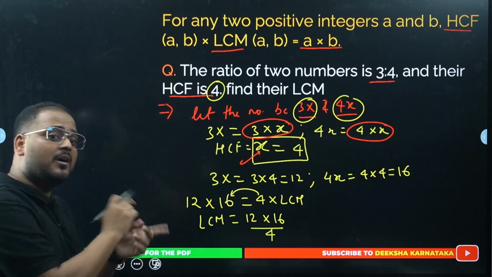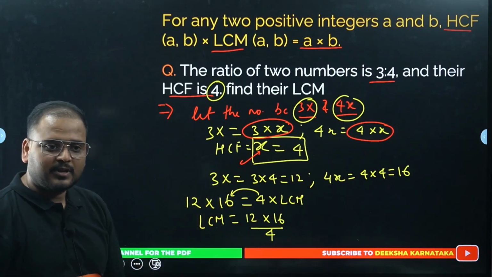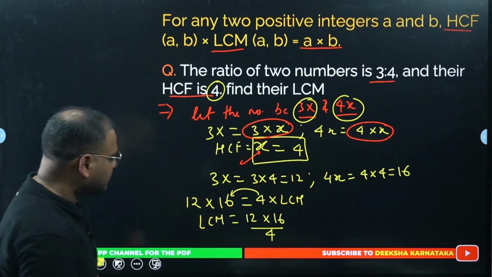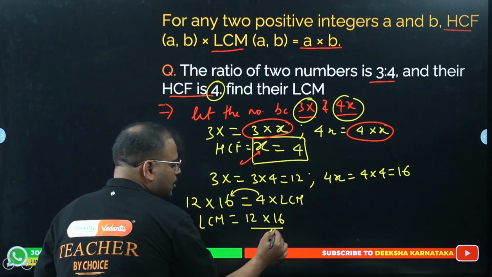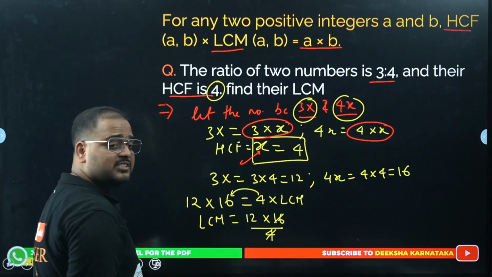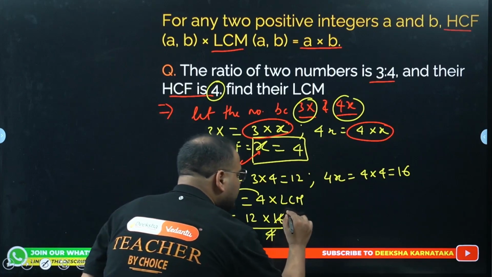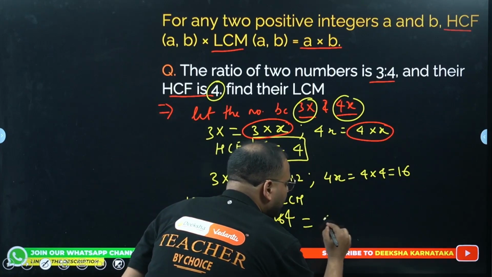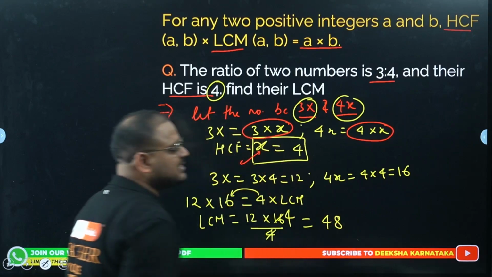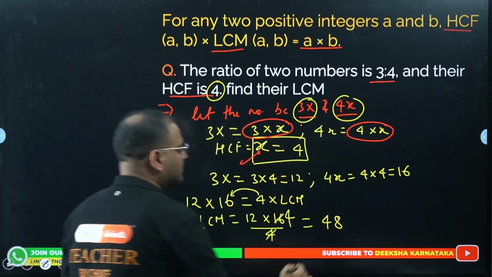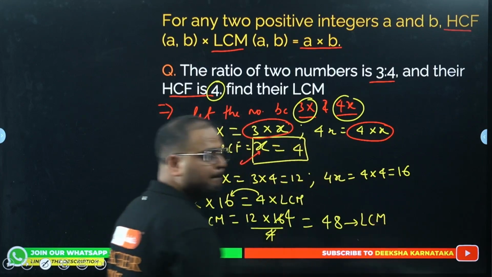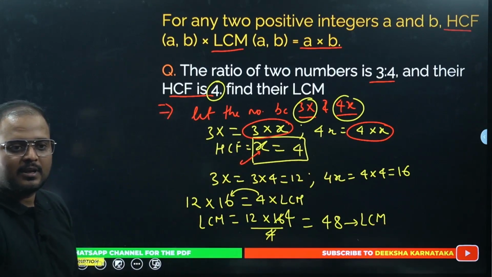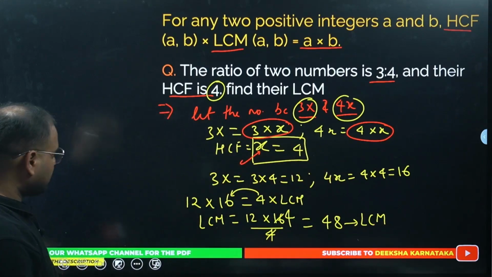Multiplication becomes division. Addition becomes subtraction. That's the rule of linear equations, right? Transposing the sign to the other side. Great. So multiply this. 16 and 4 we can cancel. 4 times 12 fours are 48. LCM is 48. This is my LCM. Easy? Great.